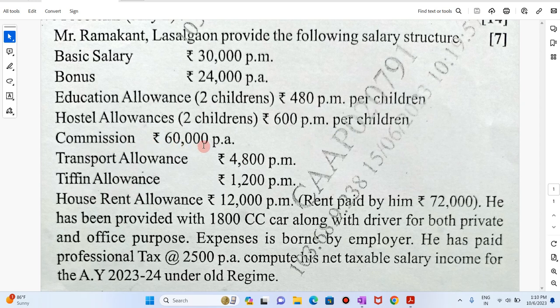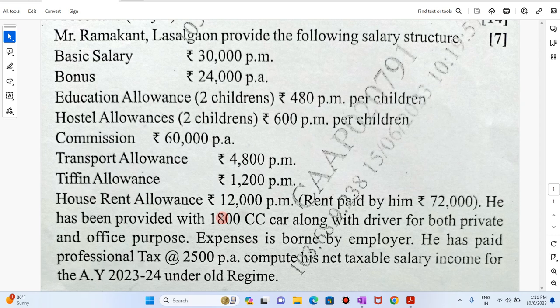Commission, rupees 60,000 per annum. Then transport allowances are there, rupees 4,800 per month. Tiffin allowances 1,200 per month. Now transport allowances and tiffin allowances are fully taxable. Then further house rent allowances rupees 12,000 per month. Now rent is paid by Mr. Ramakant rupees 72,000.